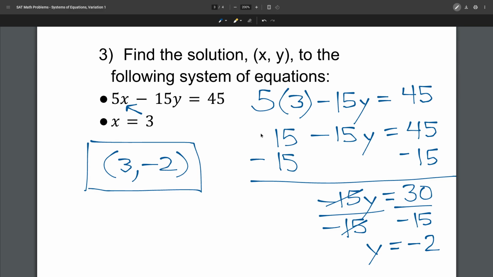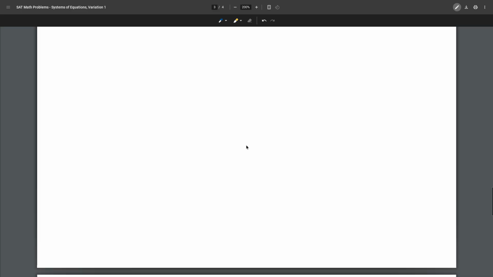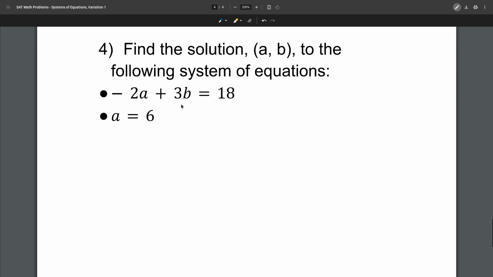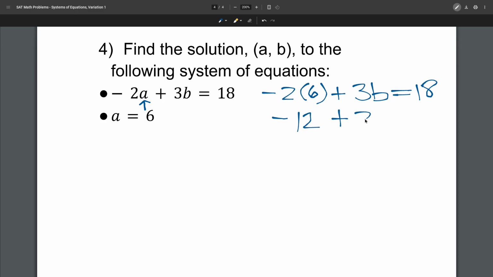All right, let's try one more. So we're going to find the solution a, b to the following system of equations. Negative 2a plus 3b equals 18, and a equals 6. And I'm going to put a in there. So we have negative 2 times 6 plus 3b equals 18. Negative 2 times 6 is negative 12 plus 3b equals 18.